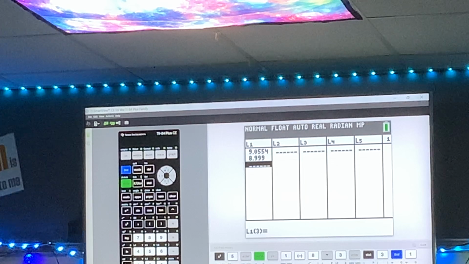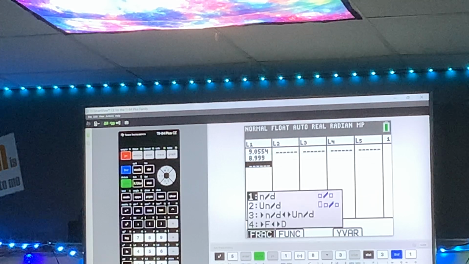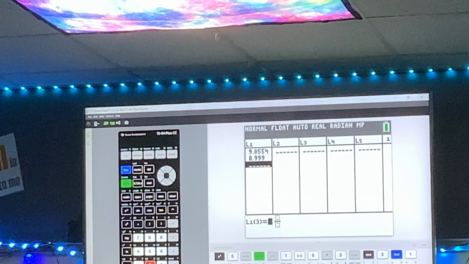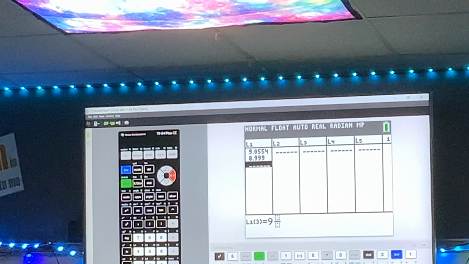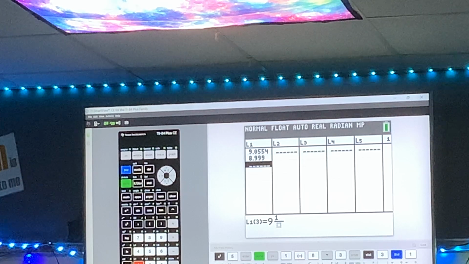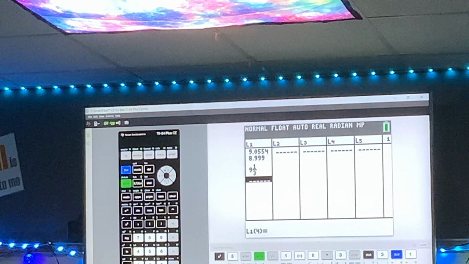My next number is 9 1/3. What am I going to do to get that fraction? Alpha, Alpha, Y equal, Y equal. Am I going to hit 1 or 2? 2, because I have a mixed number. And I am going to type in 9. Scroll to the right. 1. Scroll down and 3. Hit enter. Look, it's nice. It doesn't change. Leave it alone. Yippee.